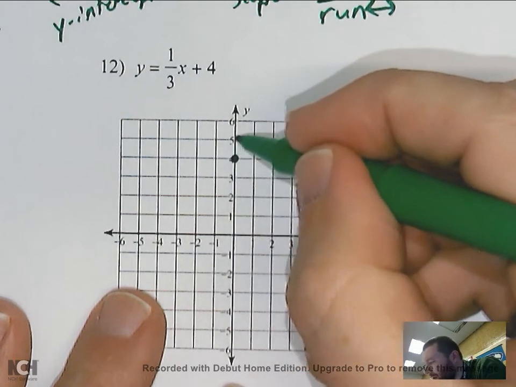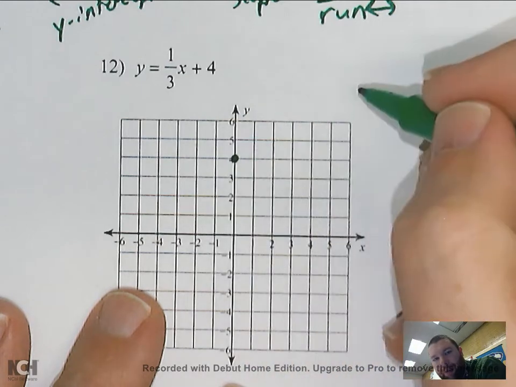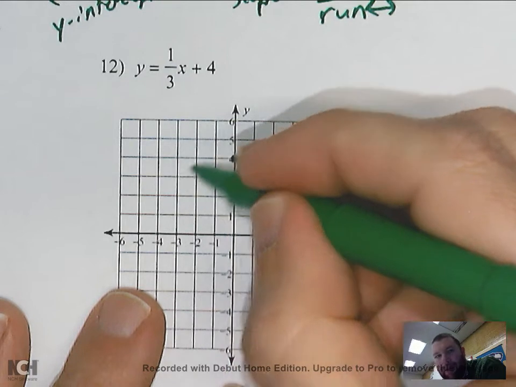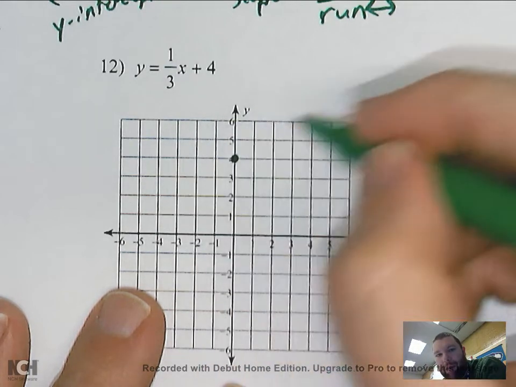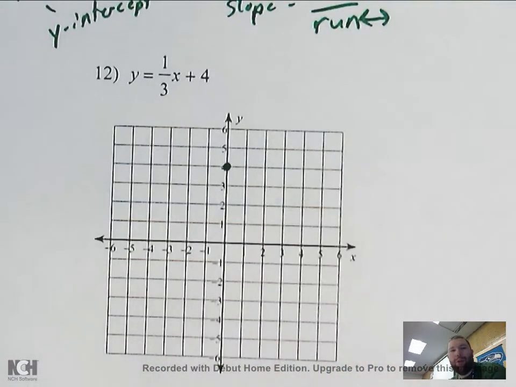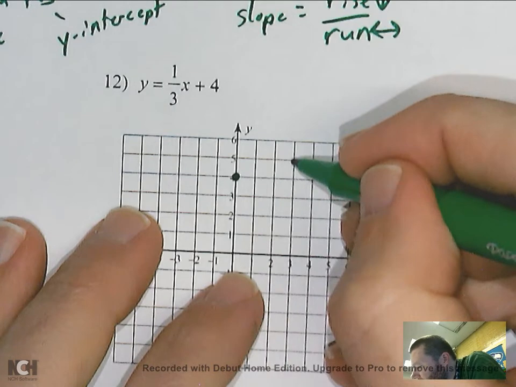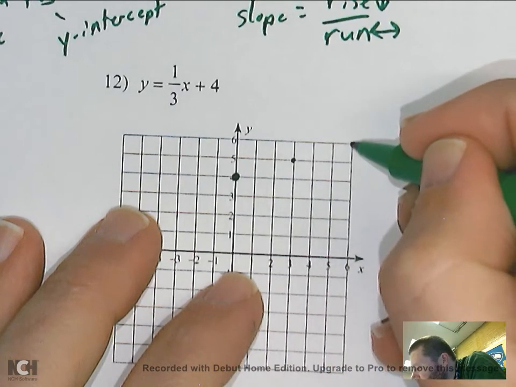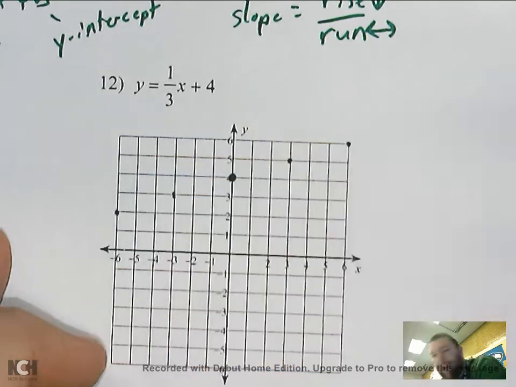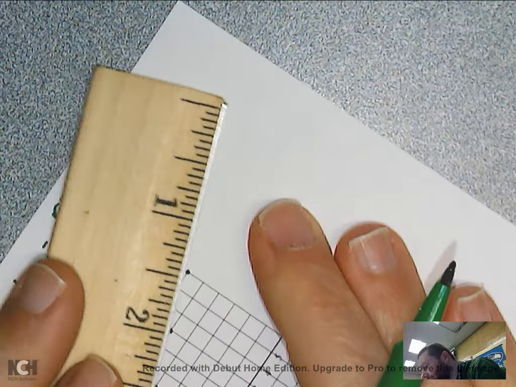So positive, positive. I get a line going up as I go to the right. If I go negative, negative, that also produces a line going up as I go to the right. So positive slopes either go two positive directions or two negative directions. So I could go up 1 over 3, up 1 over 3, or I could go down 1 left 3, and it's part of the same line, right? When I connect those dots, it should be a straight line.